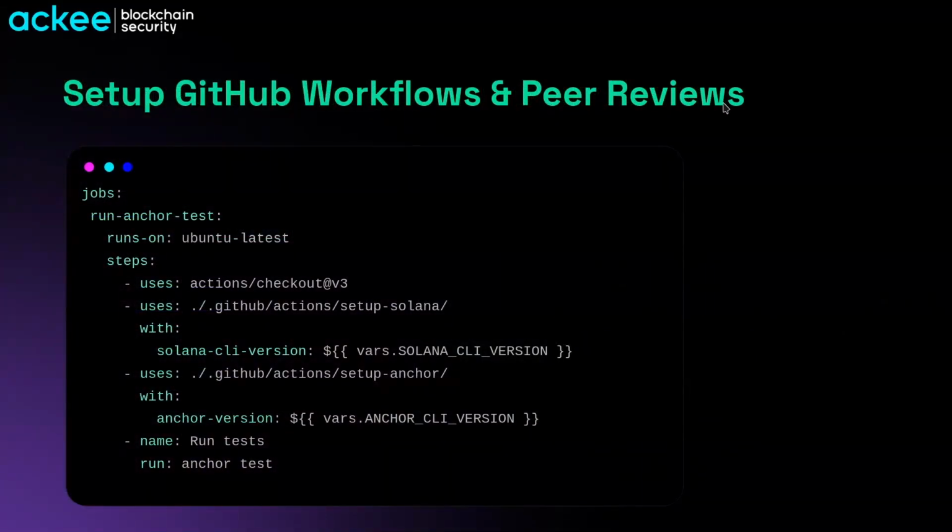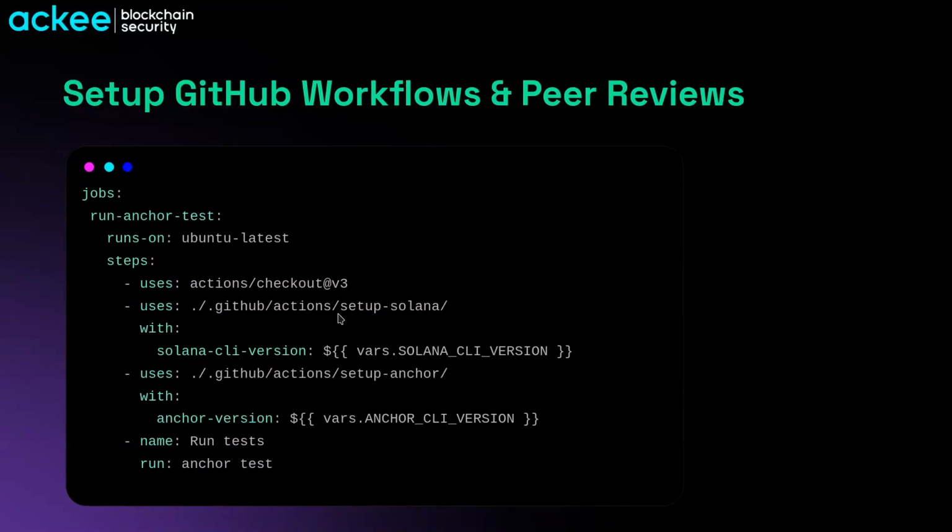Another tip is to use GitHub workflows and basically the development process tools that GitHub offers. It's quite rare to see projects use GitHub workflows, but it is actually quite easy. So here we have an example of how to set up automatic Anchor tests. Here you have a definition of the job that is called run anchor test. It runs on the latest Ubuntu distribution. And first, you just check out your repository.